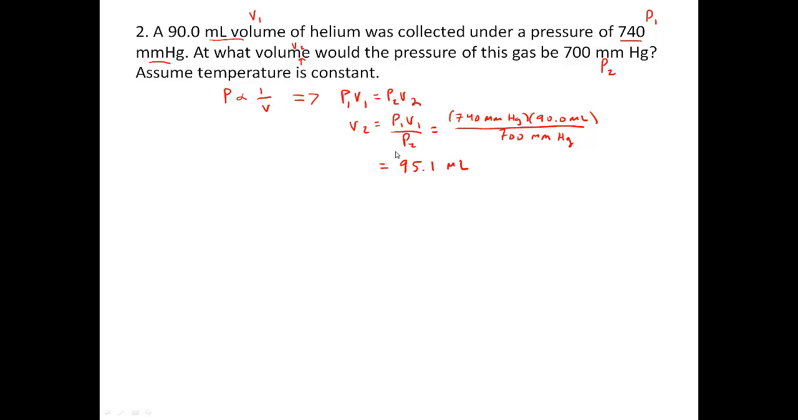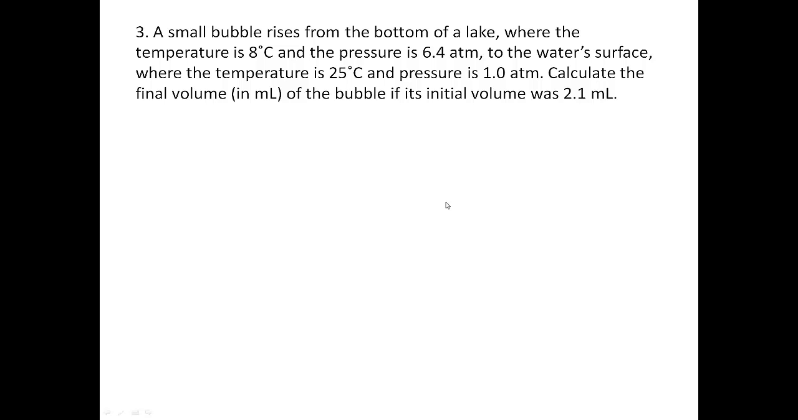milliliters. And then I always like to stop and make sure that this makes sense, right? Pressure is inversely proportional to volume. So if we have a volume of 90 and we decrease the pressure, the volume should increase, and indeed it has increased. We've got a volume of 95.1.